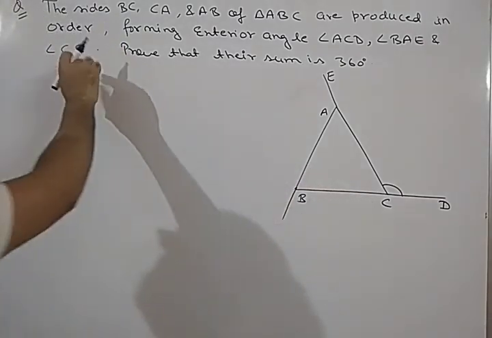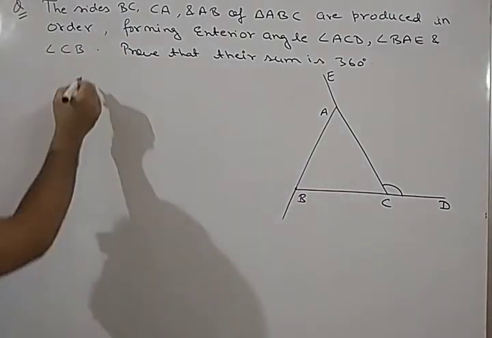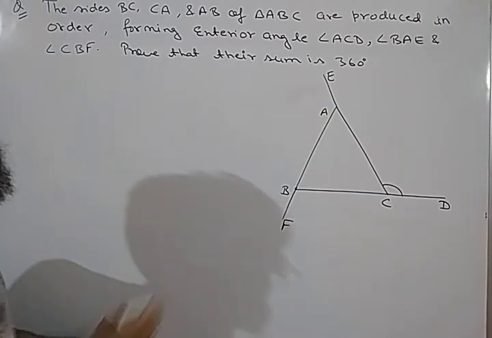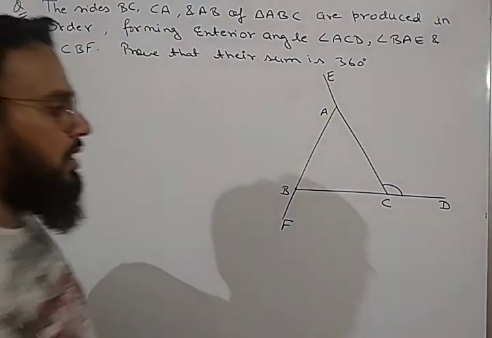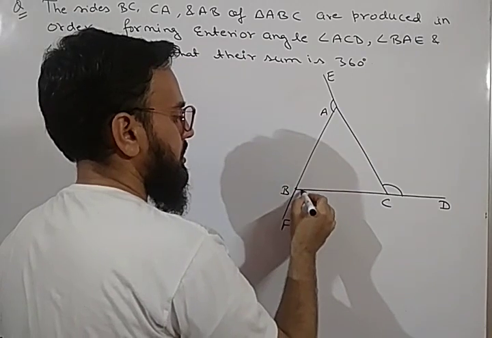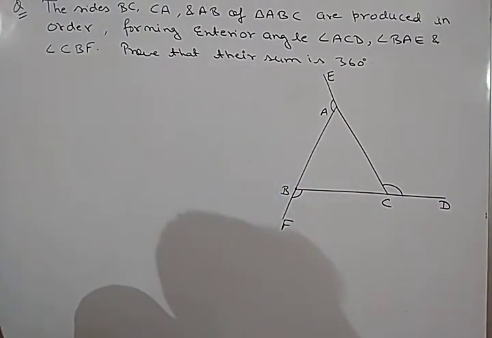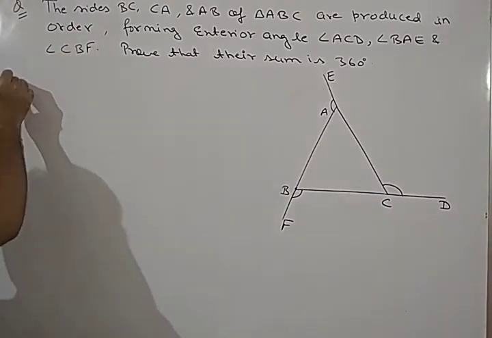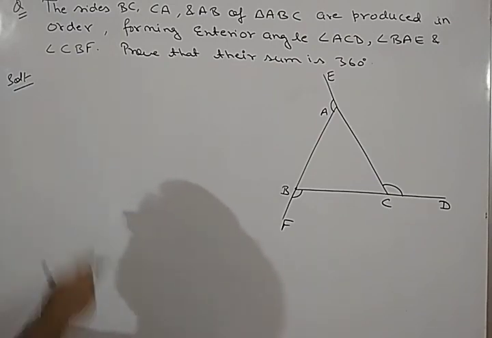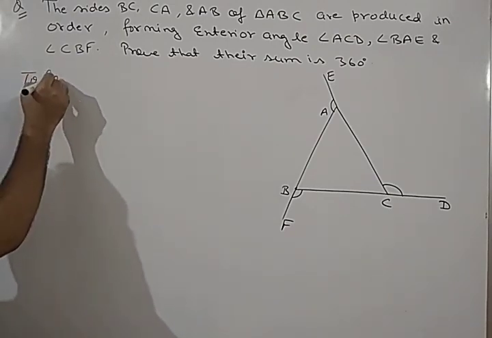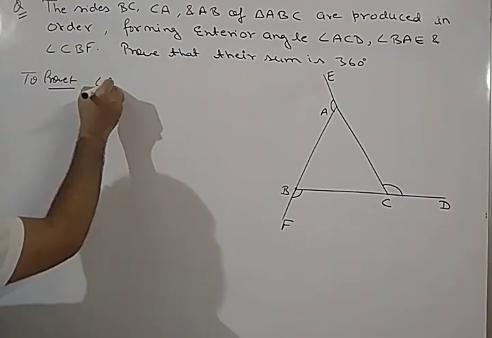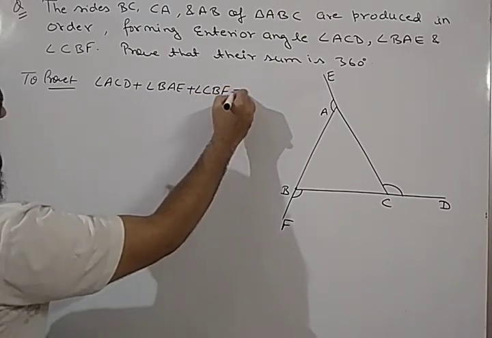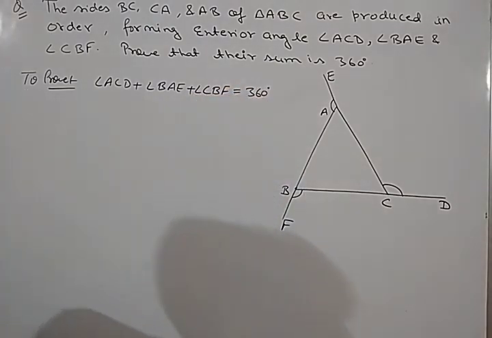It should be CBF, not E. It should be angle CBF. So these are the three exterior angles formed in this figure. Then what we have to prove? We have to prove that the sum of these three angles is 360 degrees. Clear? So let us start the solution. To prove: angle ACD plus angle BAE plus angle CBF is equal to 360 degrees.